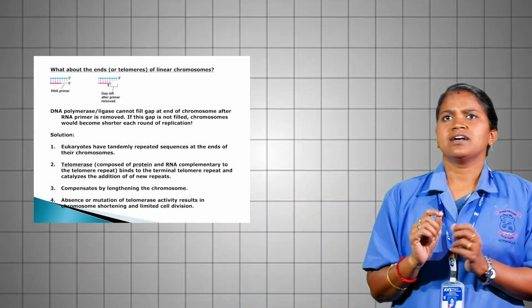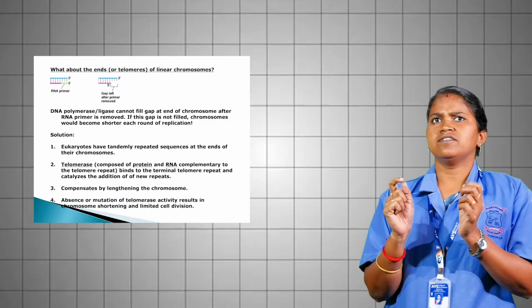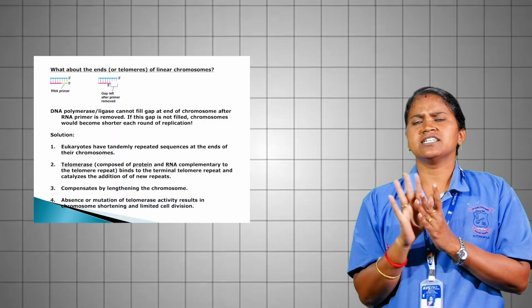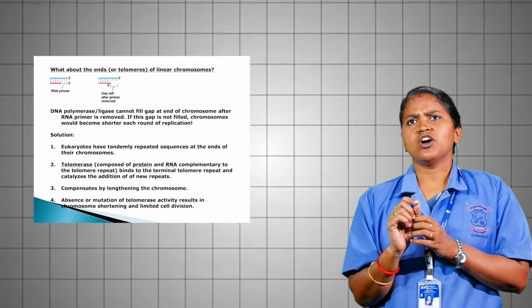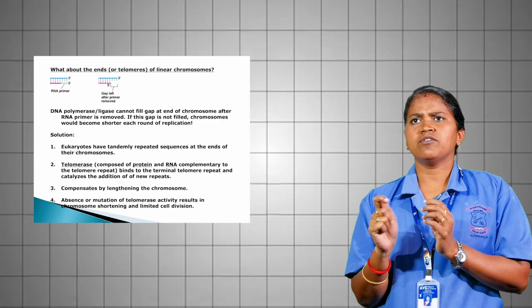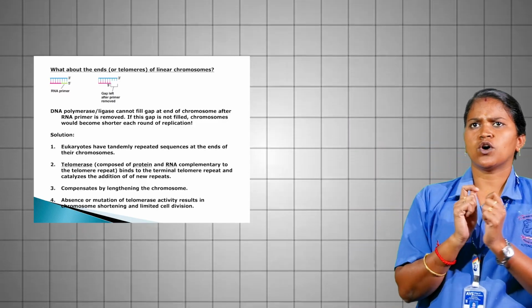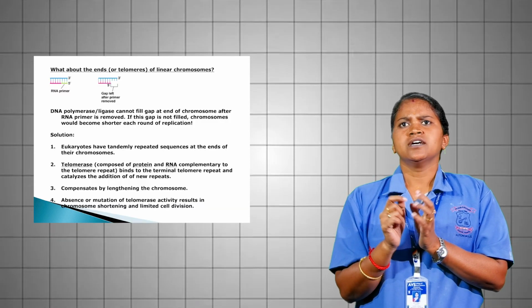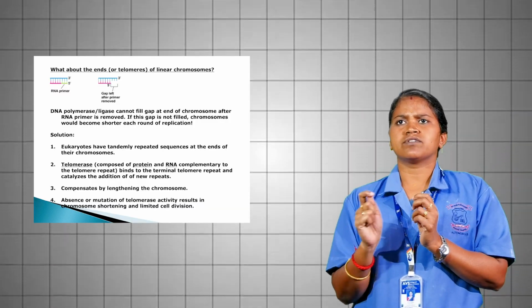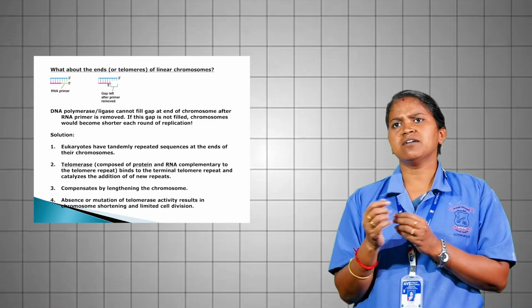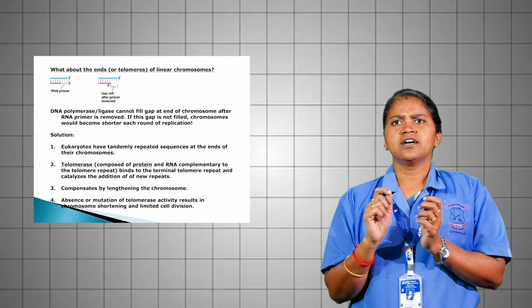In telomeres, the DNA is always 5' to 3' and 3' to 5'. DNA polymerase and ligase cannot fill the gap at the end of the chromosome, because the RNA primer is removed and the gap is not filled. Okay, so the chromosomes become shorter and shorter with each round of replication. The solution in eukaryotes is randomly repeated sequences at the end of the chromosomes.